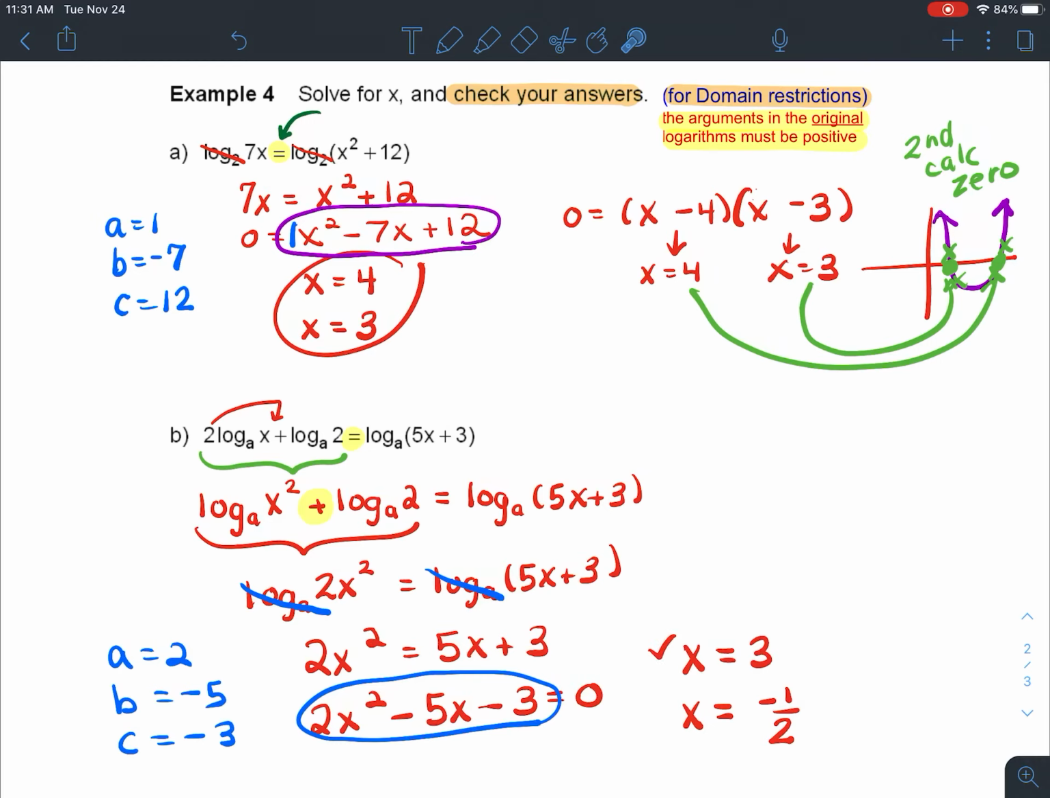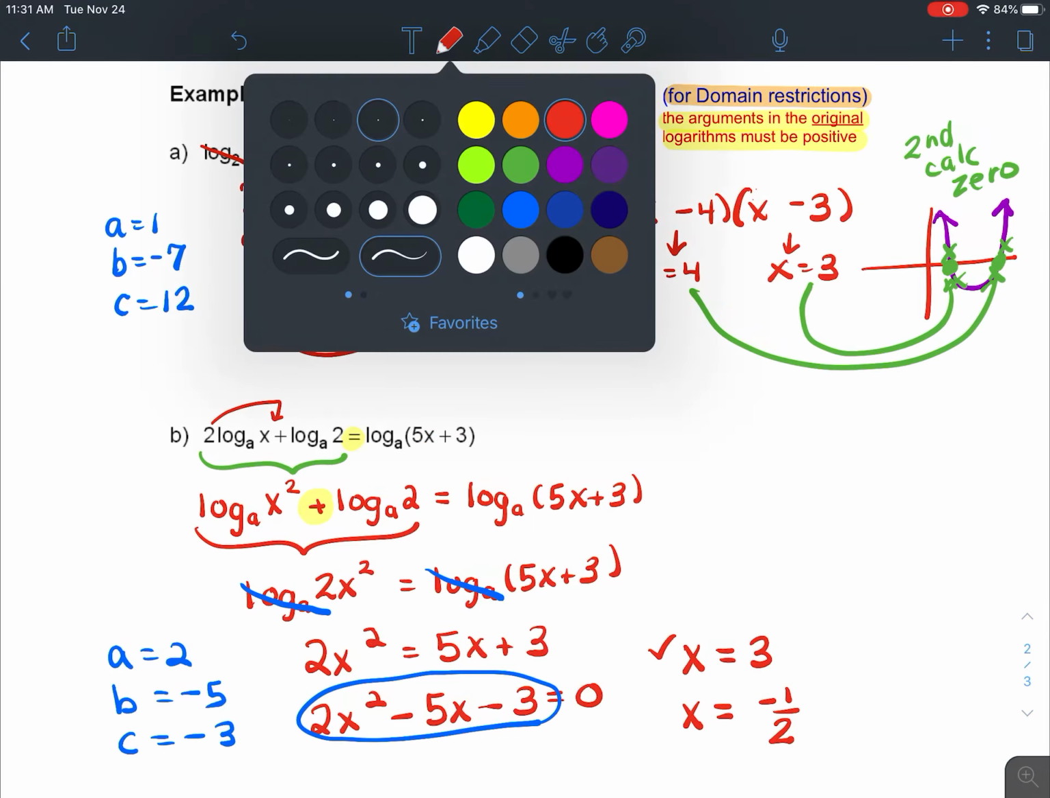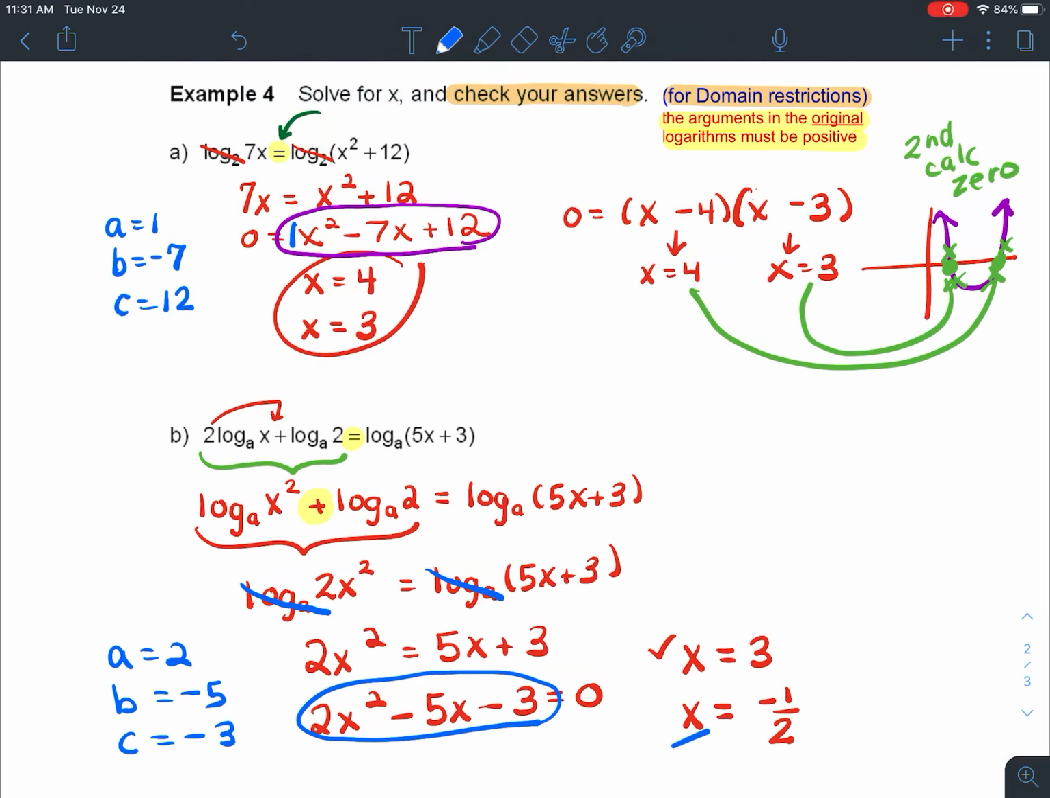What about -1/2? Well, if I stick -1/2 here, that argument is going to be negative. So I don't even need to check it over here on this side. Even if it worked out fine on this side, if you find one argument that is going to be negative or 0, that's a reason to throw it out. This answer is only x equals 3.